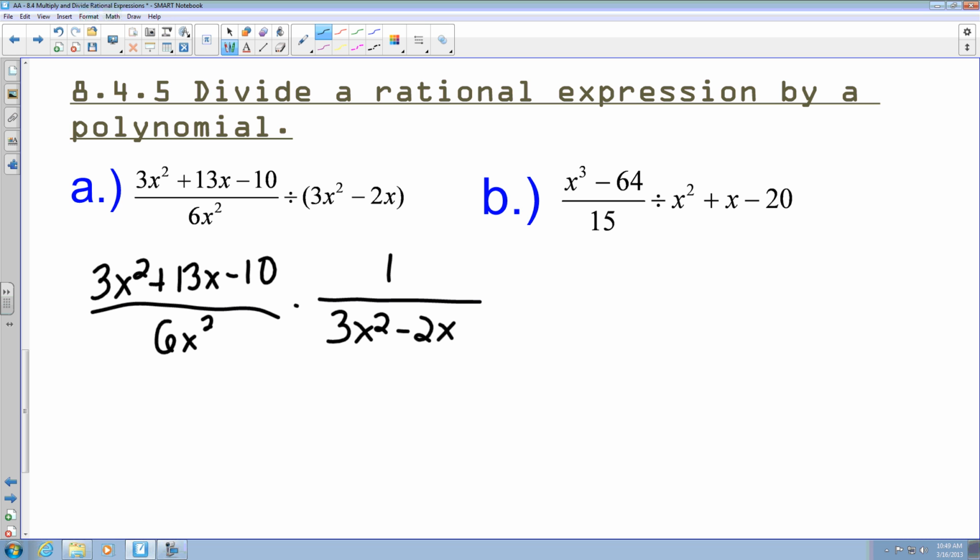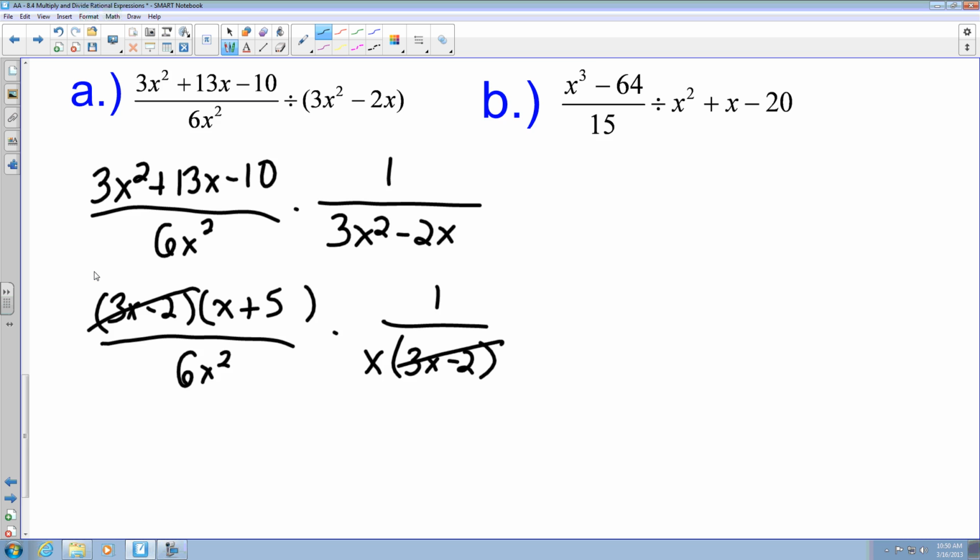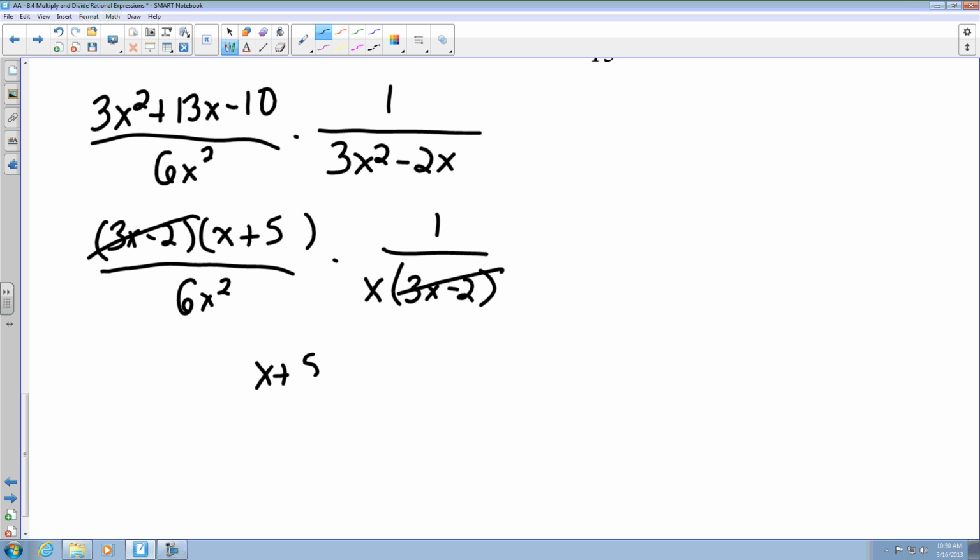So this first numerator, I can factor it out using reverse FOIL, and it's going to be 3x minus 2 and x plus 5 divided by 6x squared. Multiply by 1 divided by, I can factor out an x here, which then will give me 3x minus 2. And I can cancel out this one and this one. And I'm left with x plus 5 on the top and 6x cubed on the bottom.